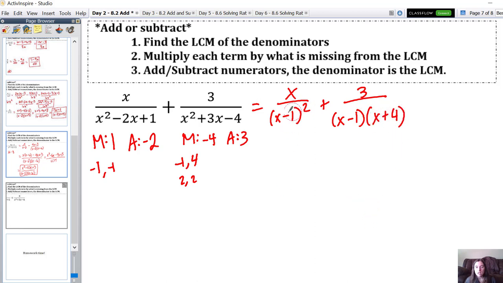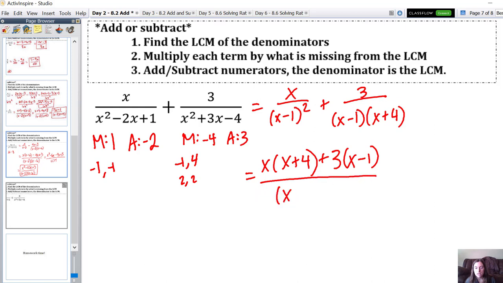The left side has an x minus 1 squared, but it doesn't have an x plus 4. So I need to multiply by x plus 4. The right side only has one x minus 1. It doesn't have the other one. So I need to multiply by another x minus 1. And then my LCM is x minus 1 squared times x plus 4. It doesn't matter which order you put these factors in.